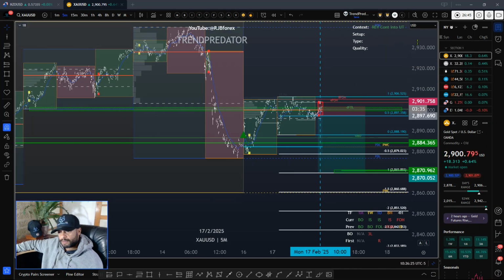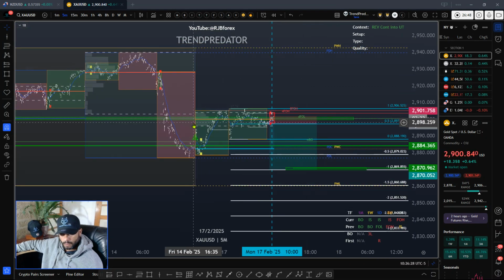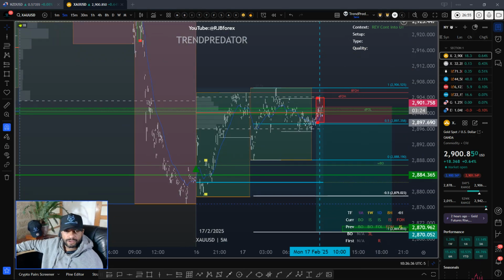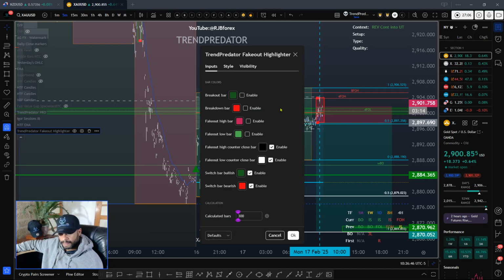Okay, so I thought that would be helpful in terms of how I'm using this indicator. We're also combining it with this TrendPredator fake out highlight indicator. This is the way I've got it set up for day trading. I'm not looking at the breakout bars for day trading. That would be for, well, I would be, but not until the end of the week. So at the end of the week, Wednesday, Thursday, Friday, I'm looking to see if the market's in breakout.